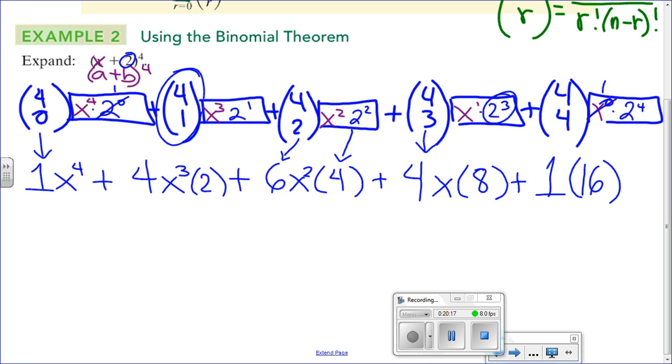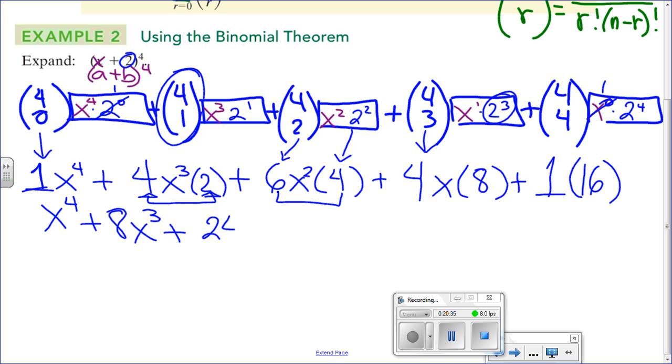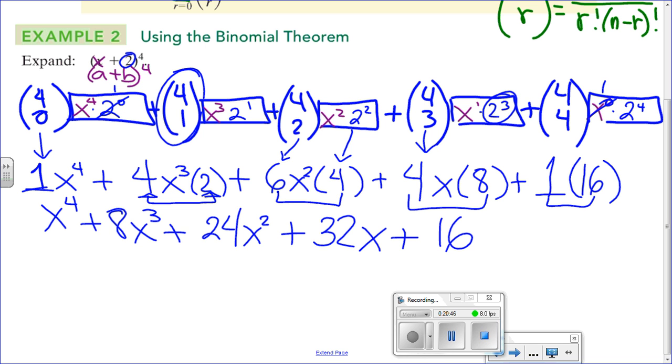Alright, so here the 1, we don't really need it, so I can just say x to the 4th. And then here I'm going to have 4 times 2, so that is 8. So 8x cubed. Plus, right here we have 6 times 4, so that is 24x squared, plus 32x, plus 16. And that's how.